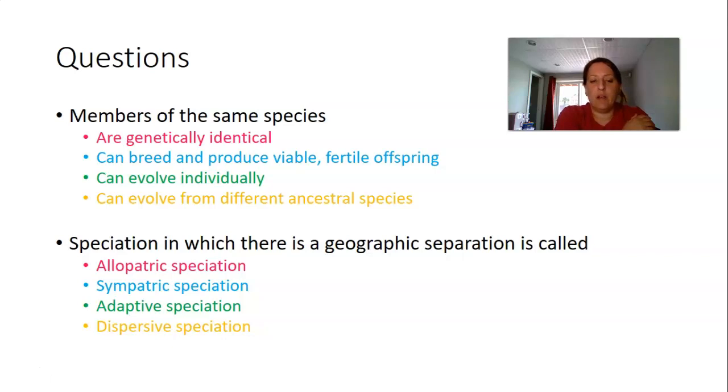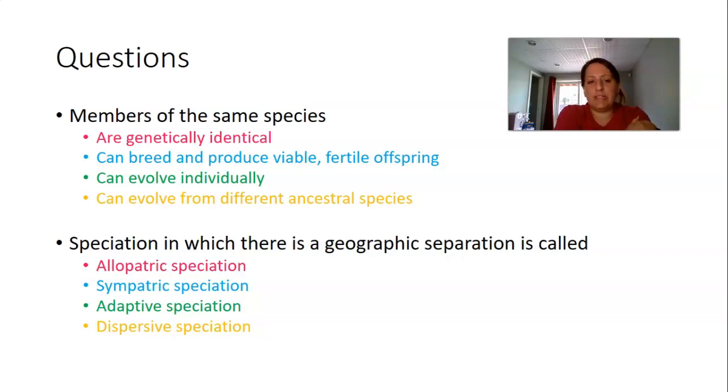Green here can evolve individually. No, individuals of a species do not evolve independently. Instead, populations evolve. Okay, so there's a difference there. Individual organisms do not evolve. Remember that misconception? Instead, populations evolve.